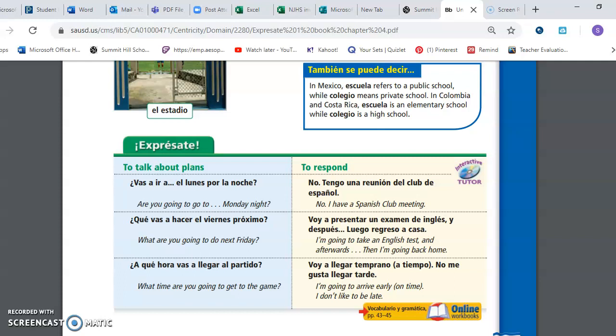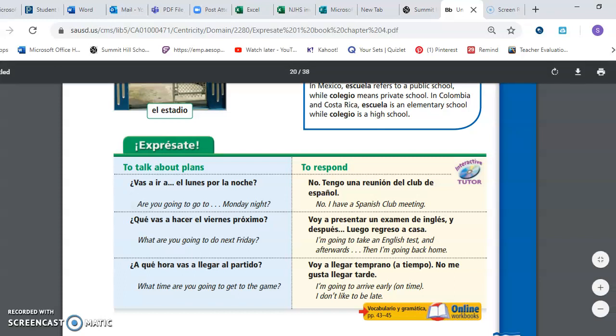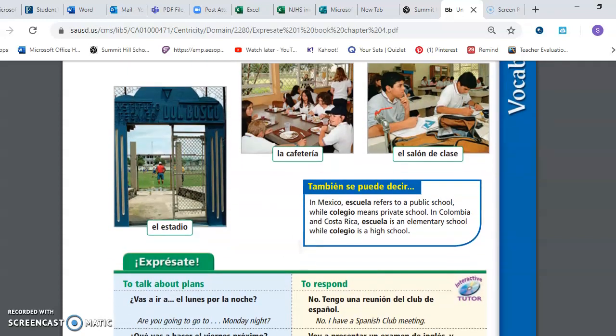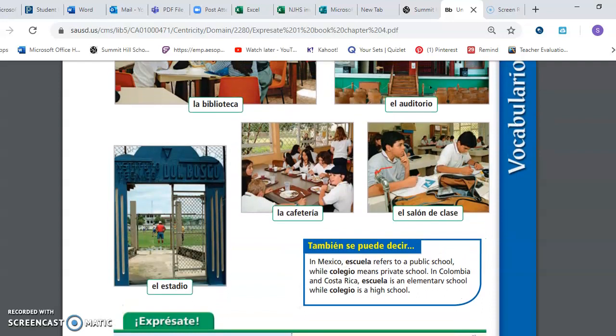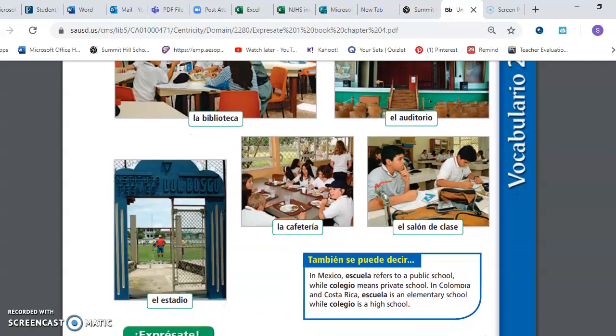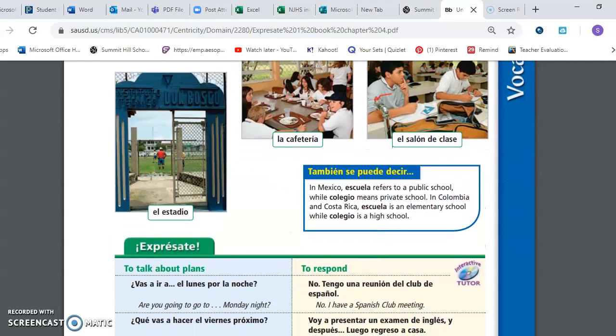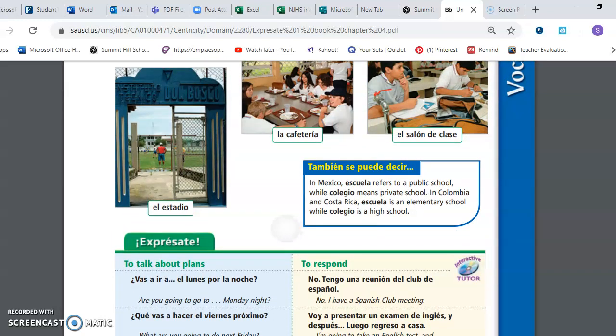Here are the express boxes, and I am going to read the two for this chapter 4 vocab 2. So when we're talking about plans, notice that we have learned before the verb ir. Vas goes with the tú form. So you're saying tú vas, you're going. Are you going to go to blank Monday night? ¿Vas a ir a blank el lunes por la noche? You could use places. You could say, ¿vas a ir a la biblioteca el lunes por la noche? No. ¿Vas a ir al estadio?